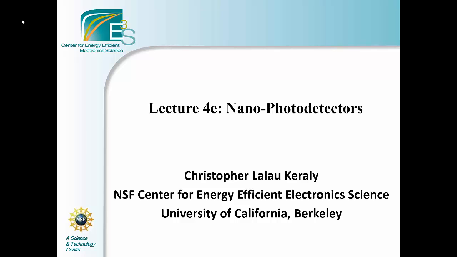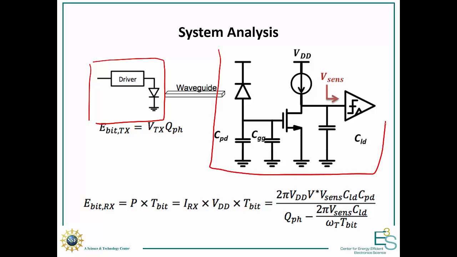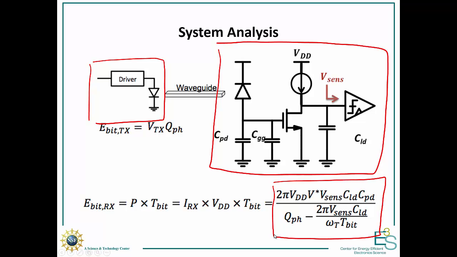Okay, I'm back to talk about nano-photodetectors. So let's have another, more in-detail look at the system I described earlier. You've got the emitter and the receiver. And let's go over what exactly is happening, and why exactly we come to this formula.